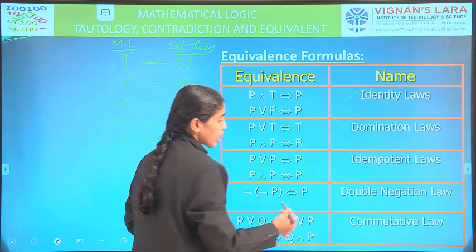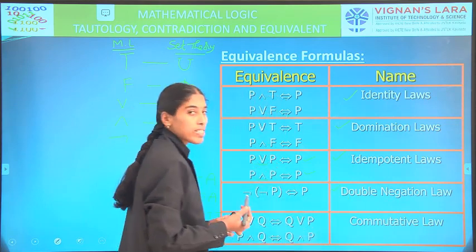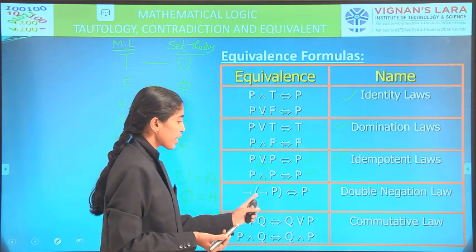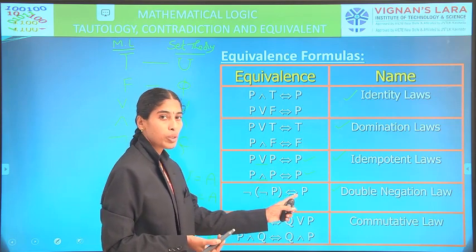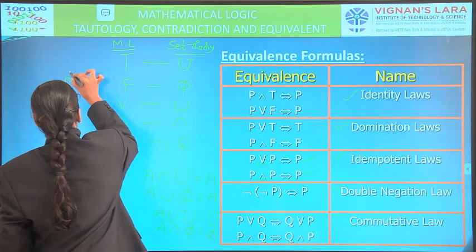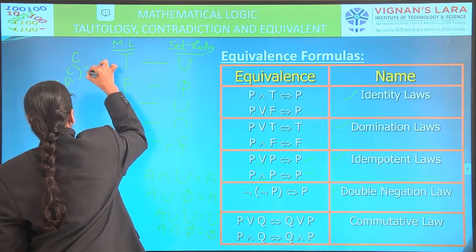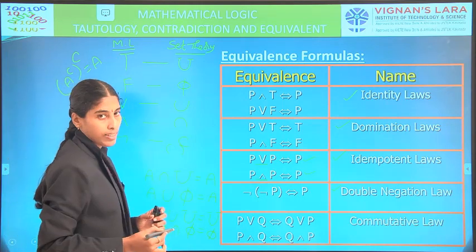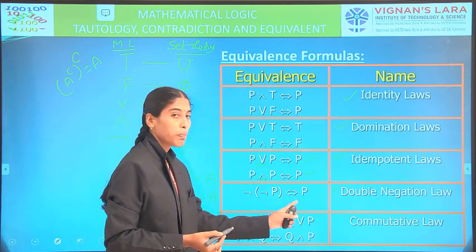Next one, double negation law. What is double negation law? It is negation of negation P is equal to P, like A complement, whole complement is equal to A in set theory. So negation of negation P is P.